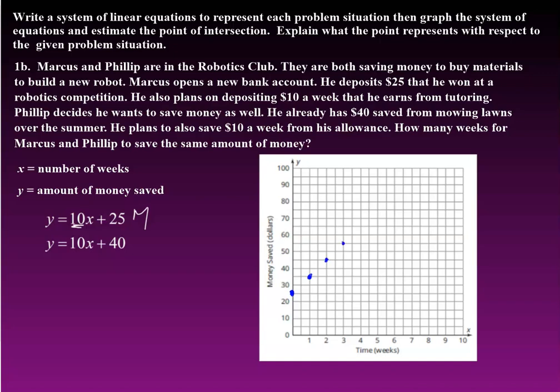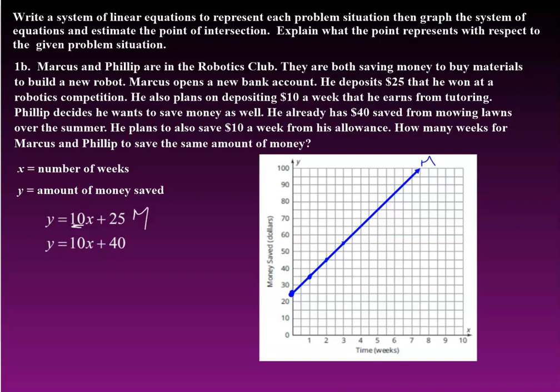So we're going to grab our straight edge. And we're going to draw a line through all the points that we just created. And extend it all the way till we get to the end of the graph. Okay, and so this is Marcus's line. And I'll label it with an M for Marcus.